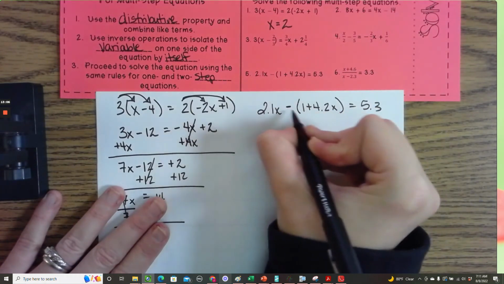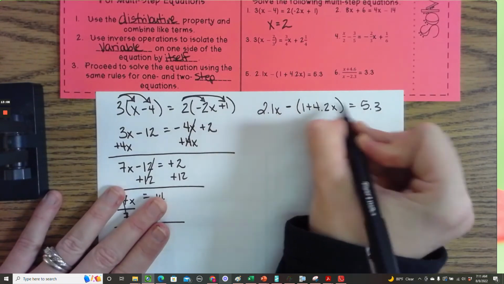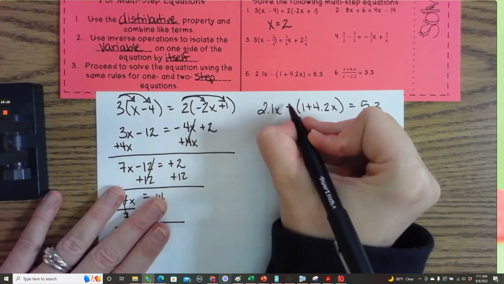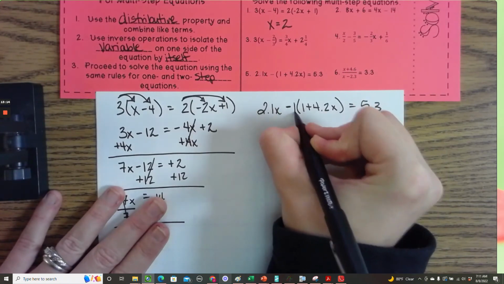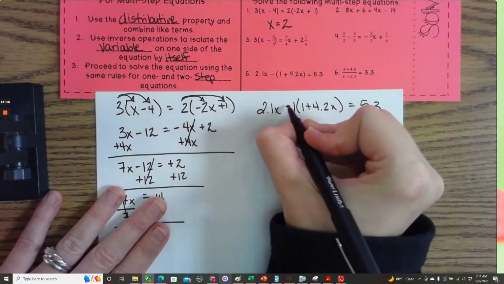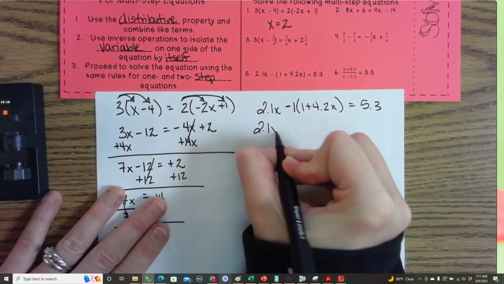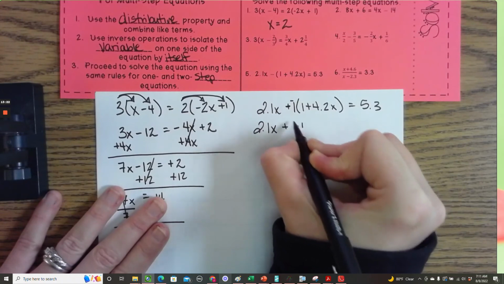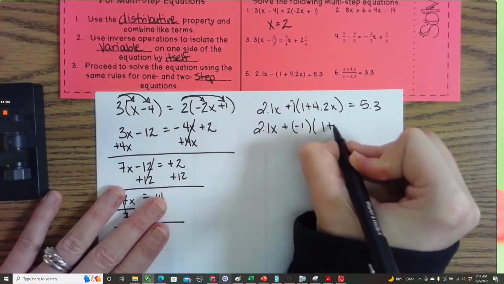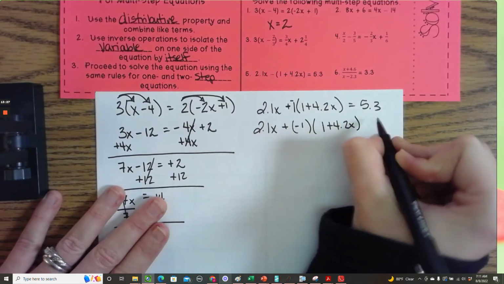So 2.1x minus 1 times the quantity 1 plus 4.2x. I need to distribute that sign, because technically there's a 1 there. And remember, we try to change and make everything addition. So if I add a line and change the sign, I'd have a negative 1. And this is what the problem would look like.